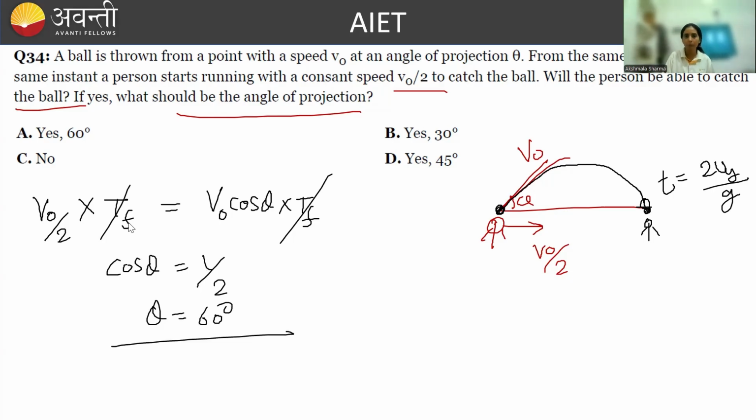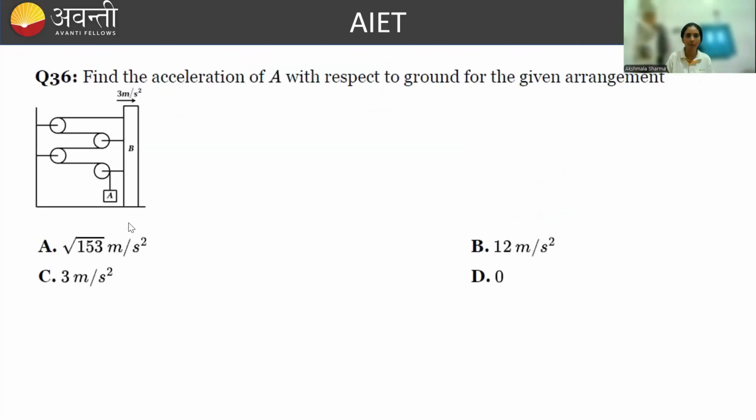Done. So yes, it is possible if the person is throwing the ball at an angle of 60 degrees with the horizontal. Okay, so the answer will be what? The correct answer is A.